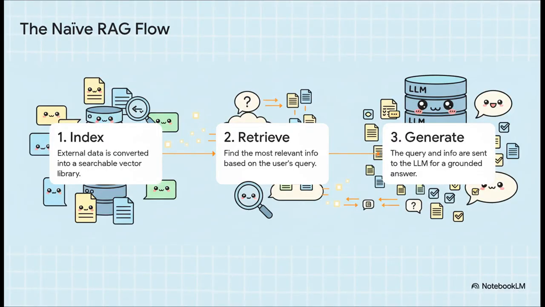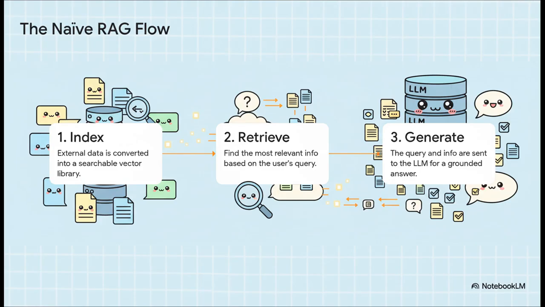Now, the most basic version, which people often call naive RAG, is actually super simple. It works in 3 steps. First, you index all your data. This means you turn your documents into a special, searchable library of what are called vectors. Think of them as numerical fingerprints for ideas. This lets the AI search by meaning, not just keywords.